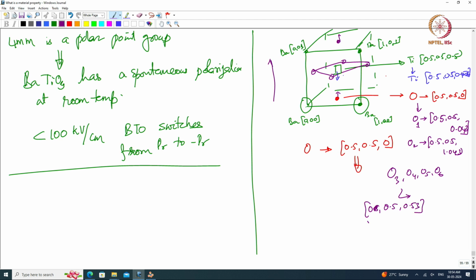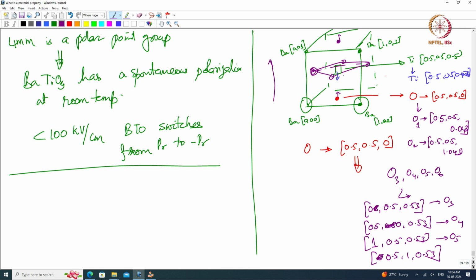So 0.5, 0.5, 0.53, that is the third oxygen. This is O4, then I have O5 which is 1.5, 0.5, 0.53, right. That is just one lattice separation. So for this oxygen, if this is 0.5, 0.5, 0.53, this will be 1.5, 0.5, 0.53. And then O6 is 0.5, 1.5, 0.53. Okay, so these are my oxygen positions.